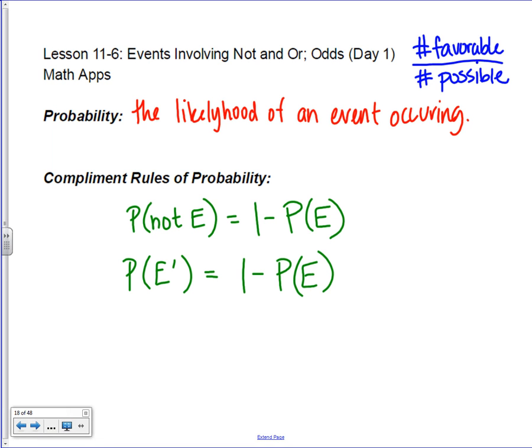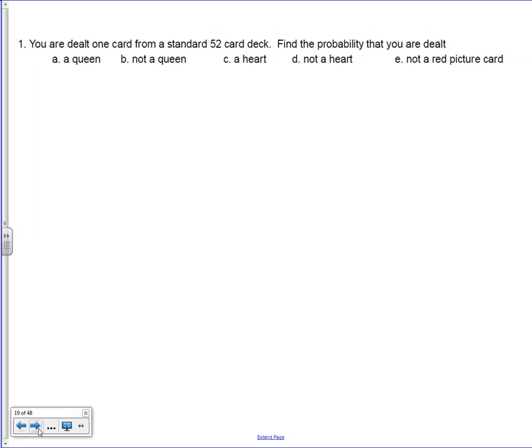Okay? So let's take a look. You are dealt 1 card from a standard 52 card deck. Find the probability that you are dealt a queen. Well, that just says a queen. So how many possible queens are there in a deck? 4 out of a possible 52 cards. If you reduce that, you get 1/13. And I think for today, I'm just going to have you write the fraction form of all of these probabilities. So we'll leave that as 1/13.